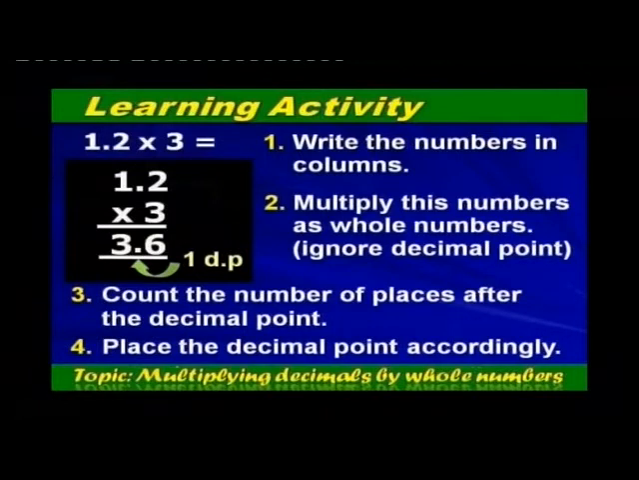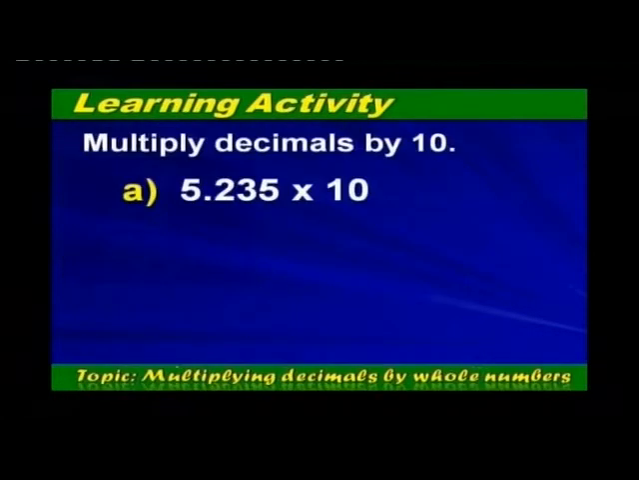Now students, your final answer will have 1 decimal place, and that is 3.6. The decimal point will be between 3 and 6. Why 1 decimal place? Because one of the factors that we have multiplied has 1 decimal place. That's why our answer has 1 decimal place also. Now students, we will go to the next example.